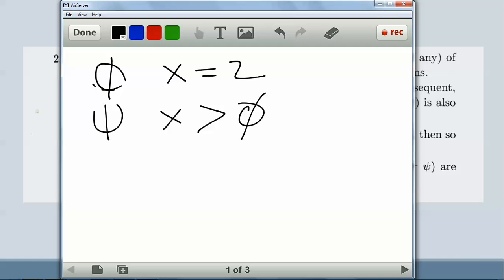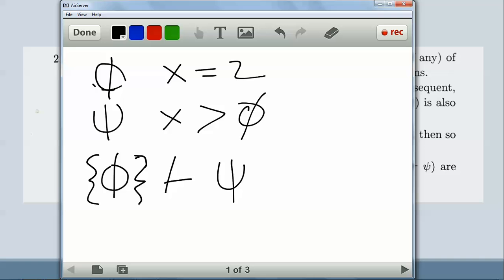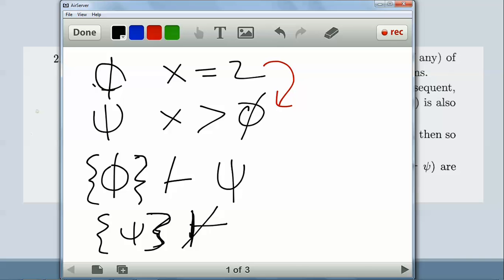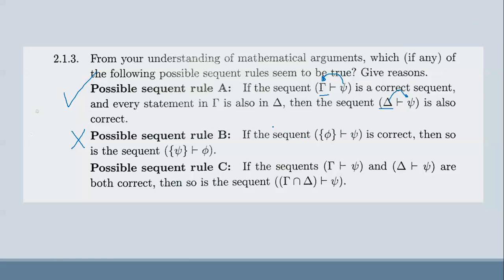Yeah, so the singleton set right here, phi, entails psi, right? X equals 2 entails x is greater than 0, but x is greater than 0 does not entail that x equals 2, right? Because just because x is greater than 0, x could be 1, x could be 5, x could be 2, it could be all kinds of different things. So it does not entail phi. So we're going to say that this is not a good rule.